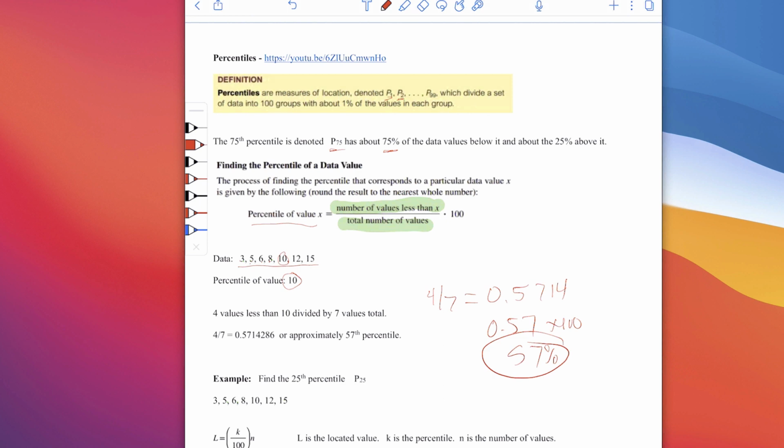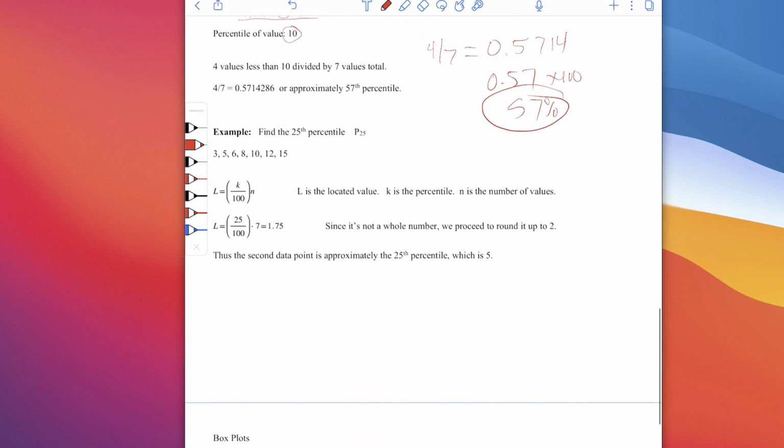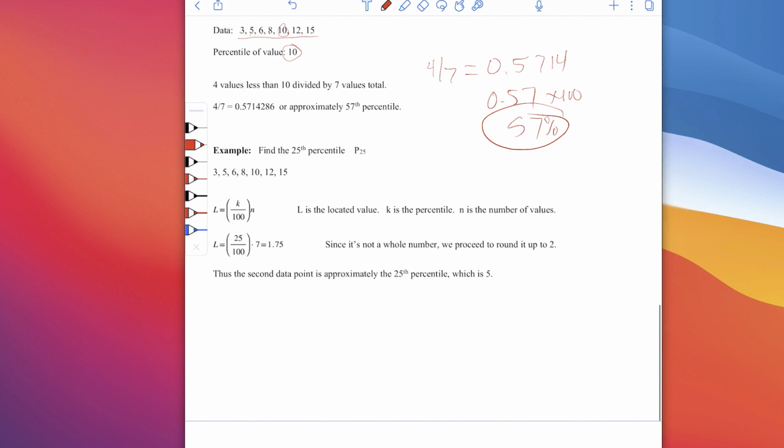We're probably going to be finding the 25th percentile, or the 50th percentile, or the 75th percentile, rather than finding what percentile this value is. So if I scroll up a little bit here, you'll notice it says find the 25th percentile. Well, there's a little bit different formula for that. The 25th percentile is what we're looking for. So what value fits that?